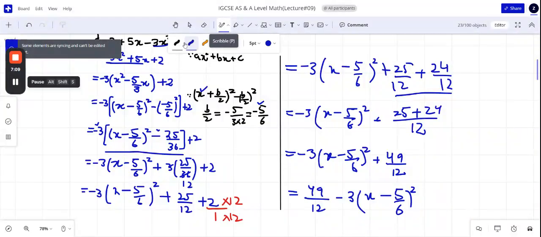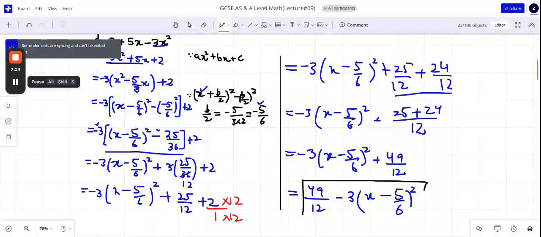Now we got the required form, as p, q, r are constants. The p value we got is 49 over 12, the q value we got is minus 3, and the r value we got is minus 5 by 6.